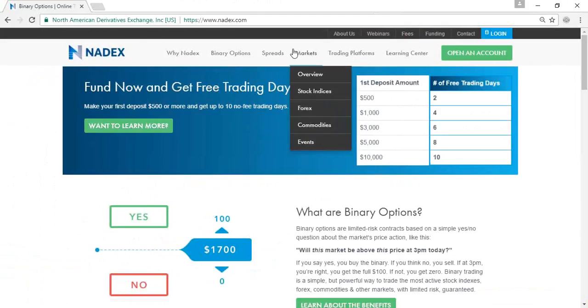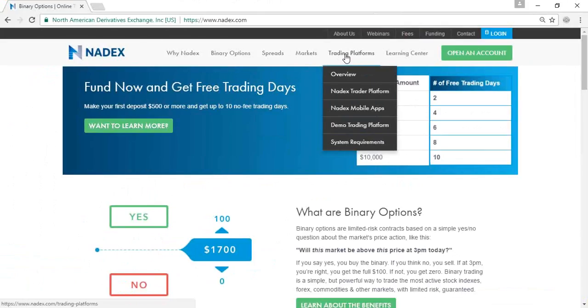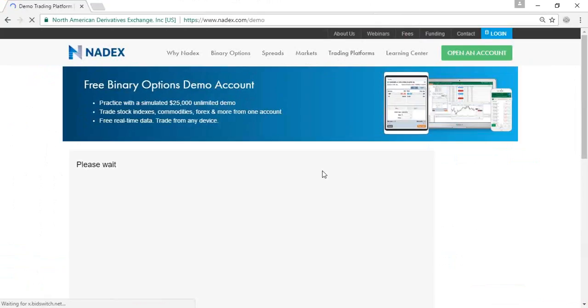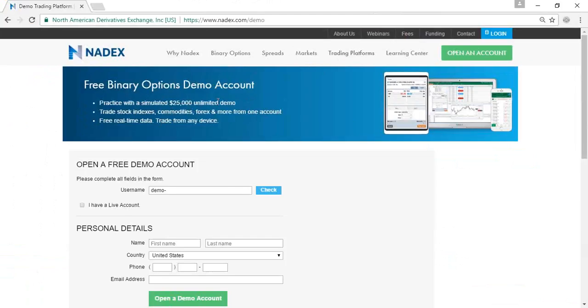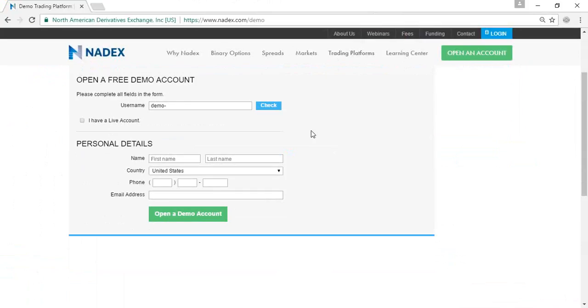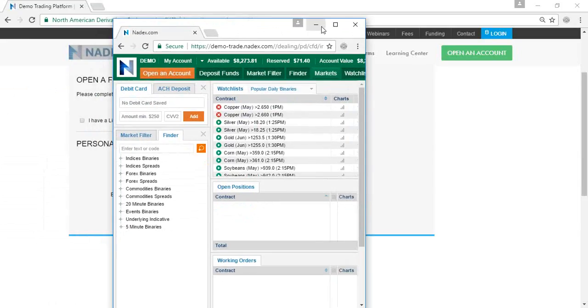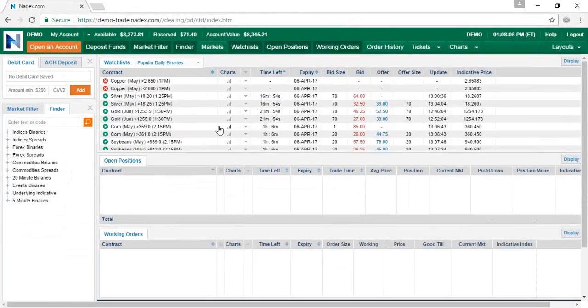And if you hop on over to nadex.com, you can go right here to Trading Platforms. And under the drop-down box here, you can go to Demo Trading Platform, all right? And Nadex will give you a $25,000 simulated demo account, all right? And it works just like the live account does. All you got to do is select a username and fill out some quick information and hit Open a Demo, okay? And in just a few moments, you'll get a temporary password emailed to you. And then all you got to do is hop on and log in with your temporary password, and you can log into the demo platform.